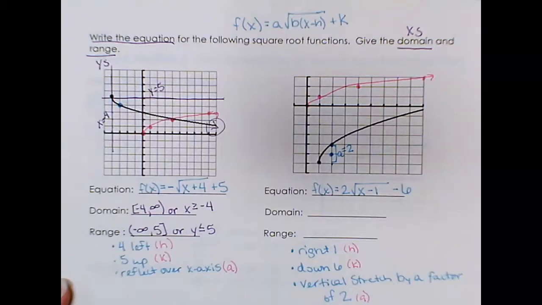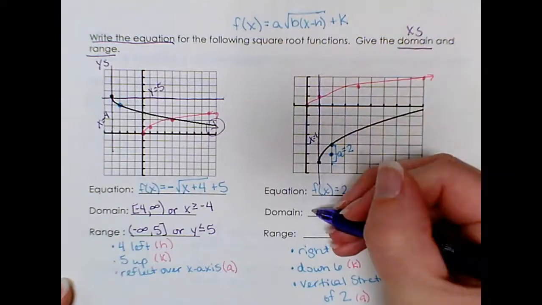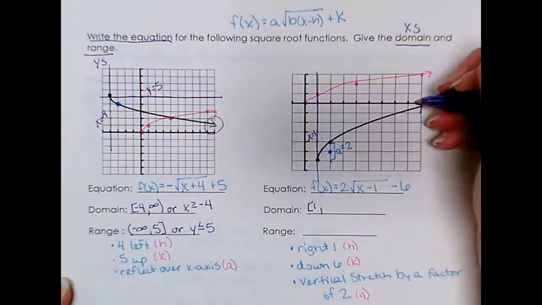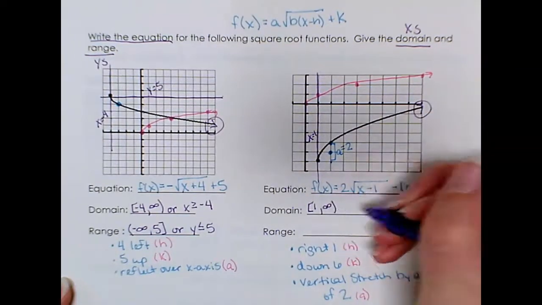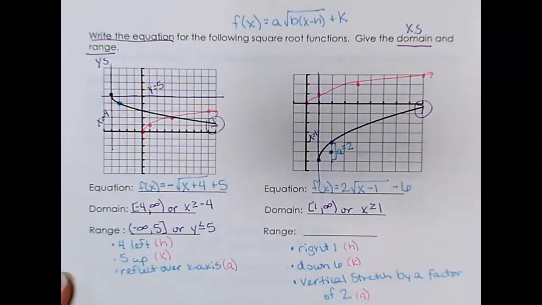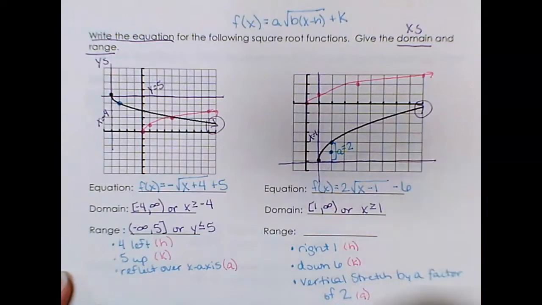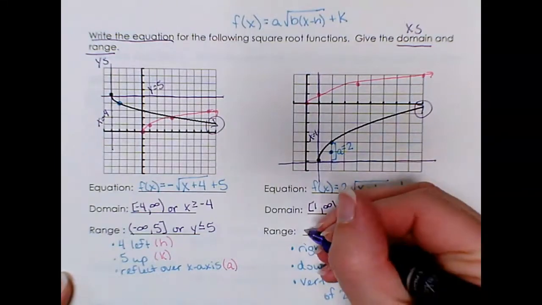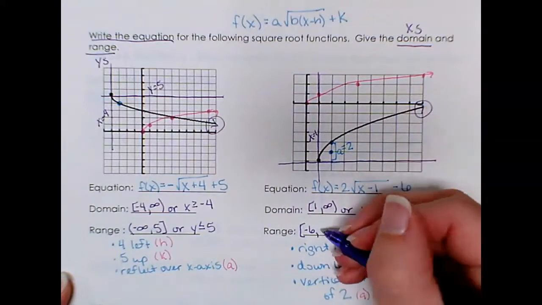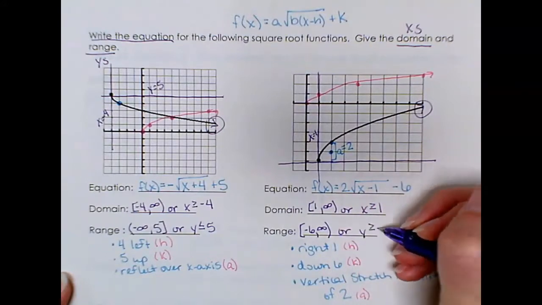I find my boundaries, so my left boundary is at x equals 1. My right boundary, I don't have one because it goes on forever. So all the x values are greater than or equal to 1. My range has a bottom value at y equals, sorry, negative 6. It goes up and up forever, so that's infinity. There is no top boundary. So we say all the y values are greater than or equal to negative 6.